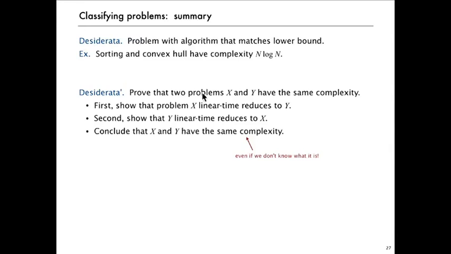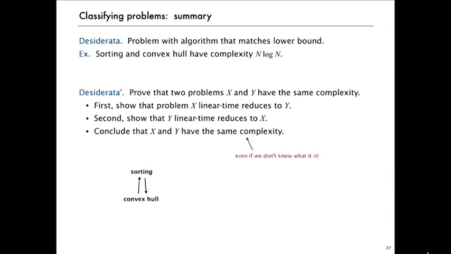In order to prove that two problems, x and y, have the same complexity, or the same research requirements, first we show that x linear time reduces to y, and then we show that y linear time reduces to x. And that way, even if we don't know what the complexity is at all, we know that x and y have the same computational requirements. And this is what we just did for sorting and convex hull.